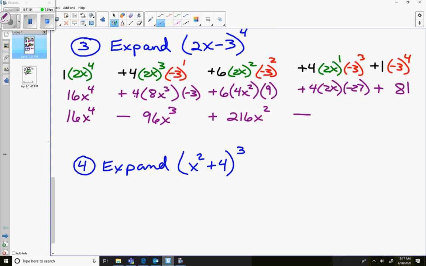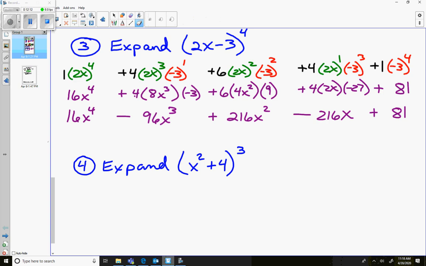minus 27 is a 3 cubed. 4 times 2 would be a 2 cubed, so that's also 6 cubed. So 216x, and then an 81. And that is our final answer.